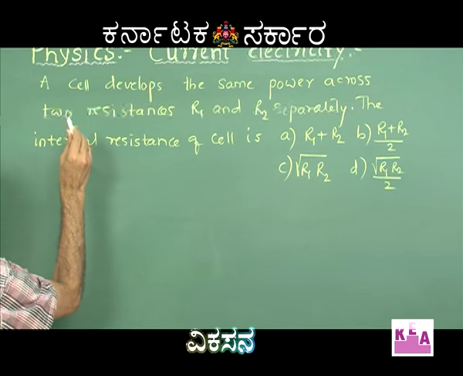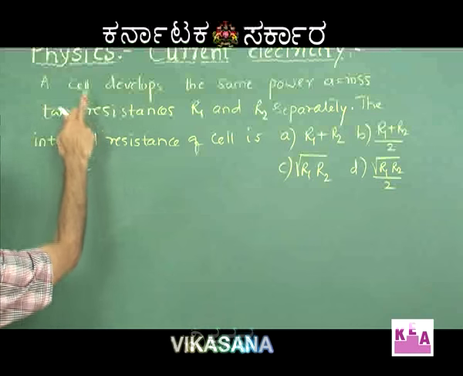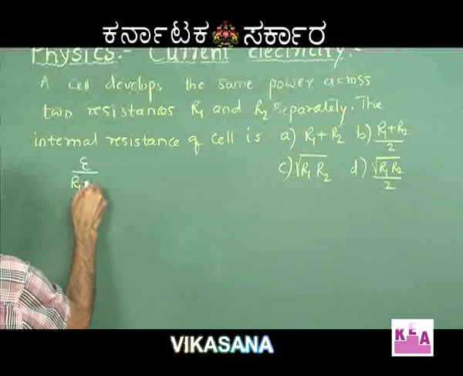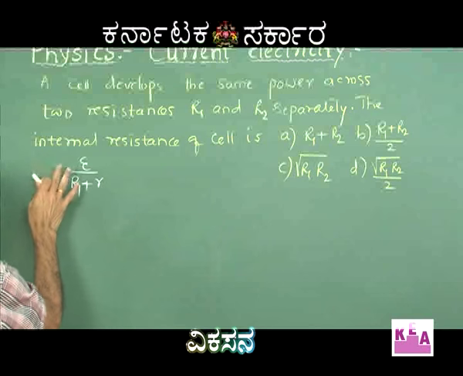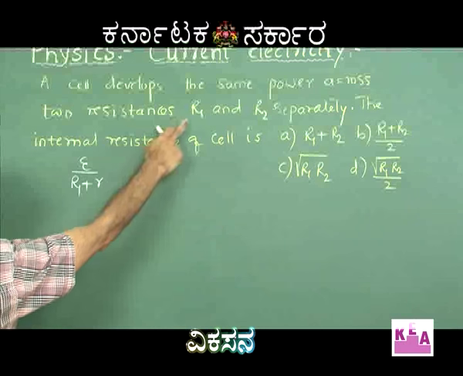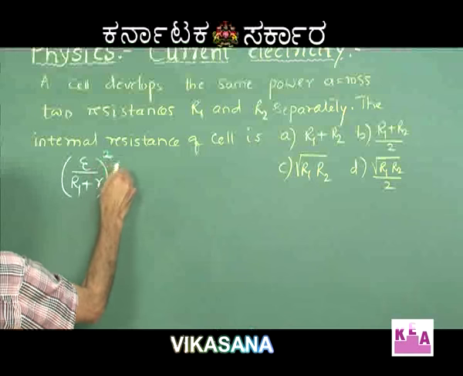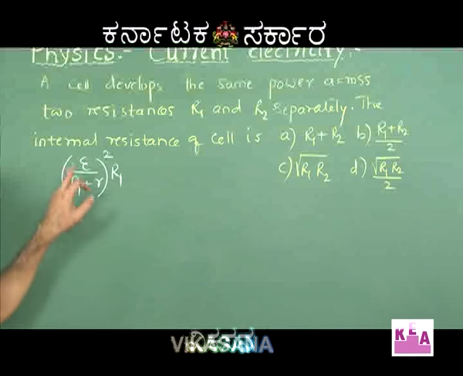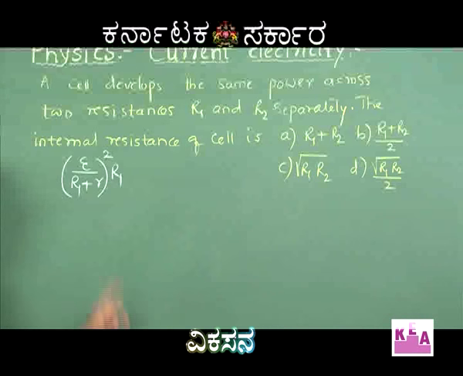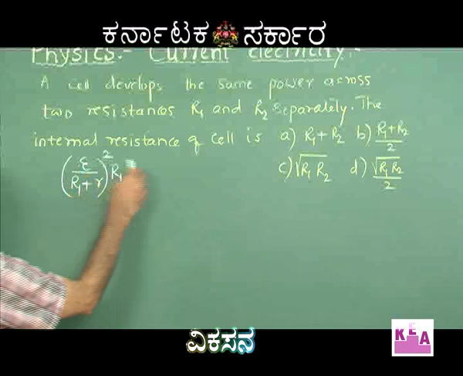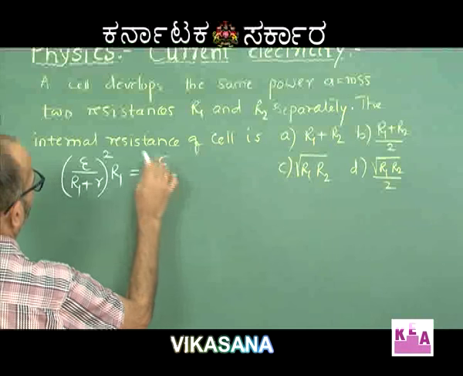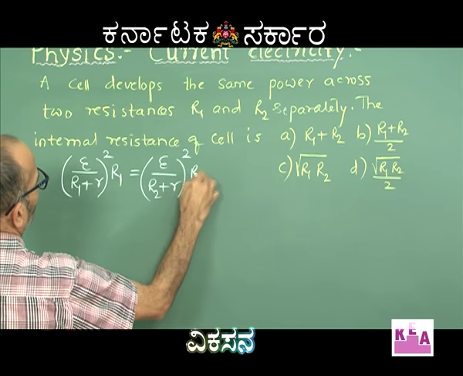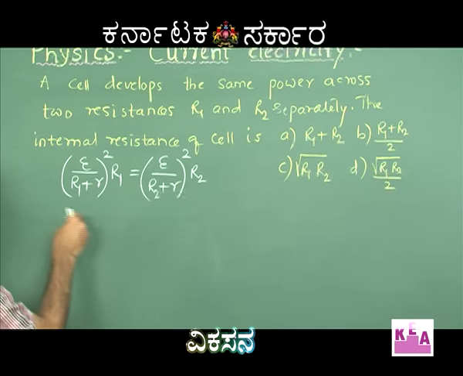So, what we will do is first find the current flowing through the network consisting of one cell and one resistance, and that will be E divided by R1 plus small r. So, this is the current. How do you write the power developed across a resistance? I square R. Fine. So, I square and then R. This should be equal to again I square into R.